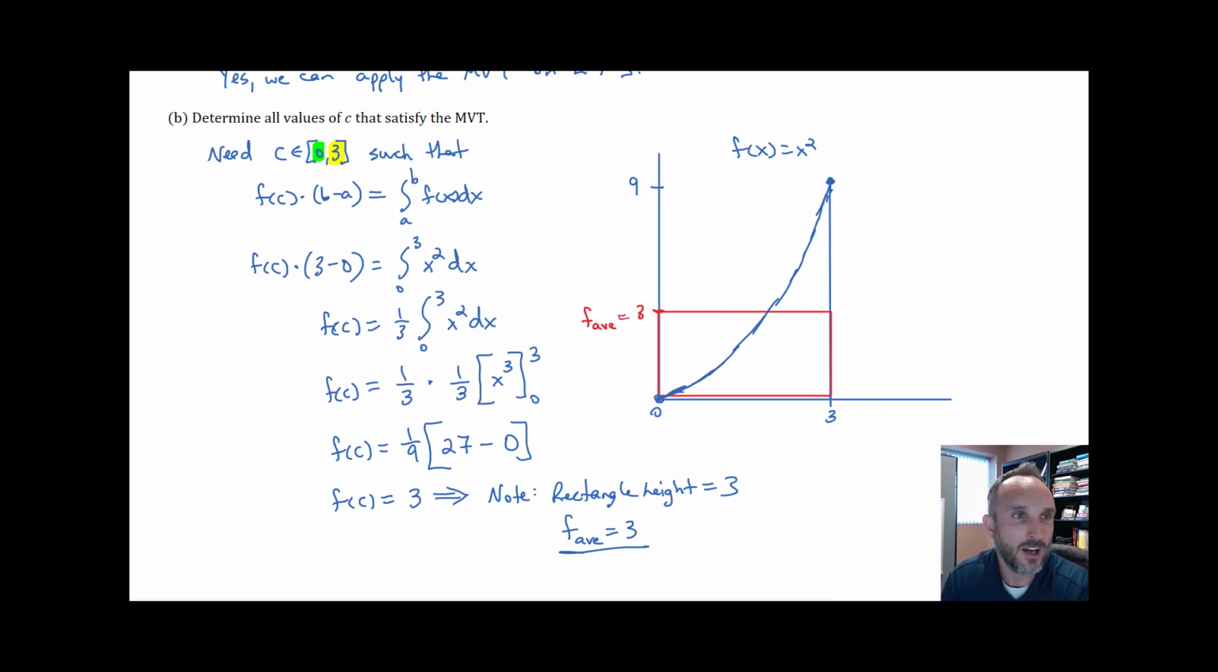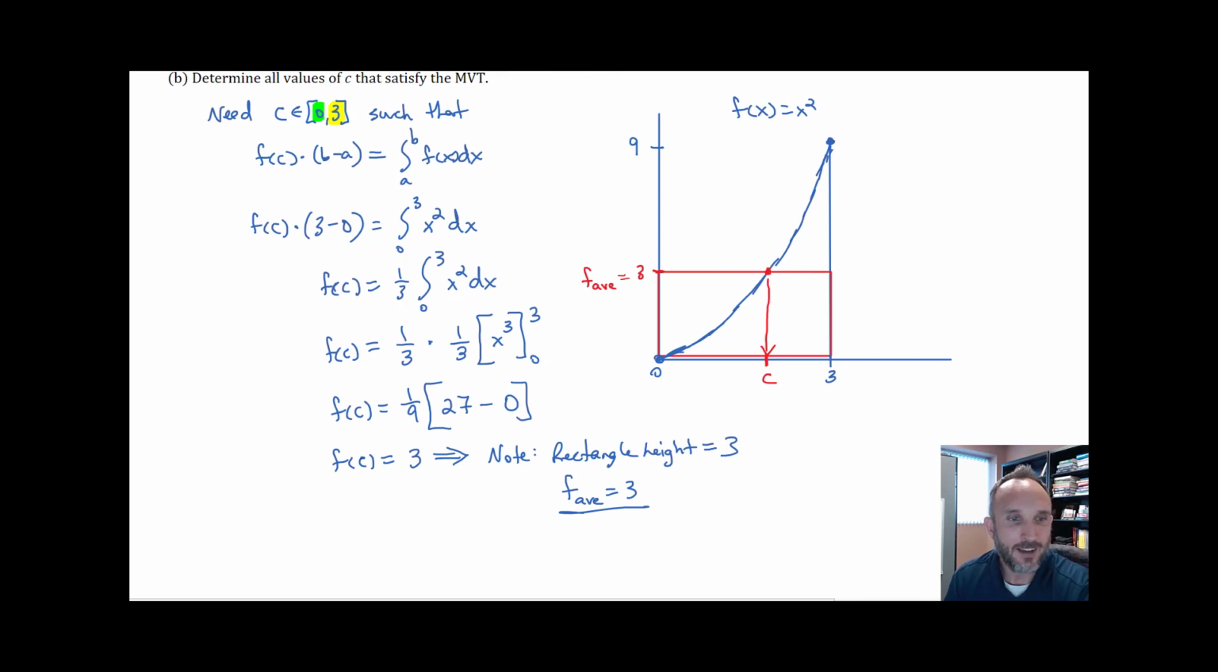Now the other thing is, now we have to find C. Remember what C is. C is any value from 0 to 3 whose output is that average value. So right here, that is where our curve intersects the height of our rectangle. And so our C value is whatever this guy is right there, okay? Okay, so that's where we are. That's what we're trying to find. That's our journey. Now, f of c equals 3.